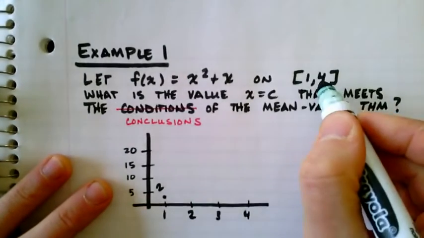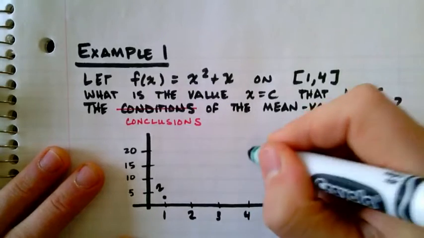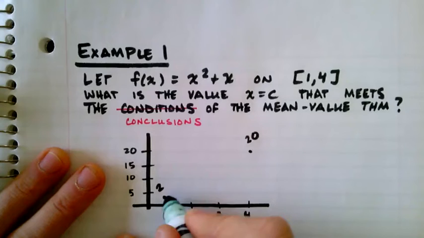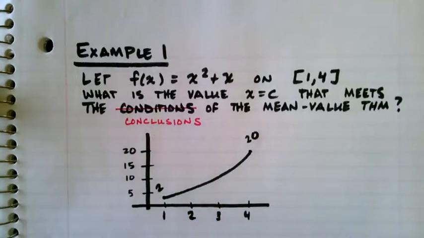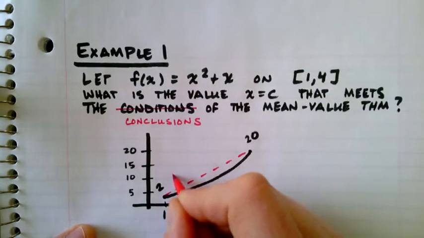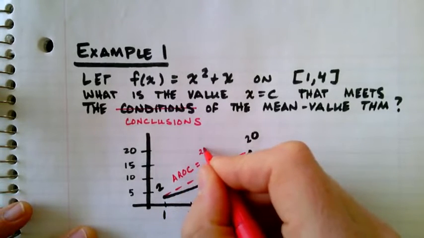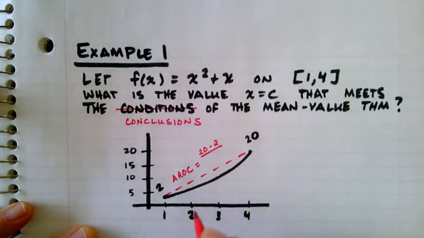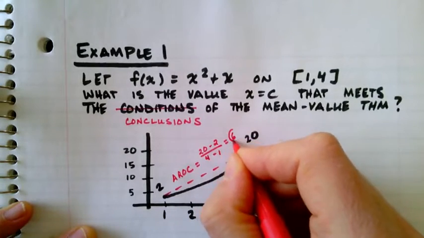And then I'm going to plug 4 into the function, and I get 16 plus 4 is 20. And I know that this function is concave up everywhere, so the graph is going to look something like that. And the average rate of change would be equal to 20 minus 2 divided by 4 minus 1, which comes out to be 6.